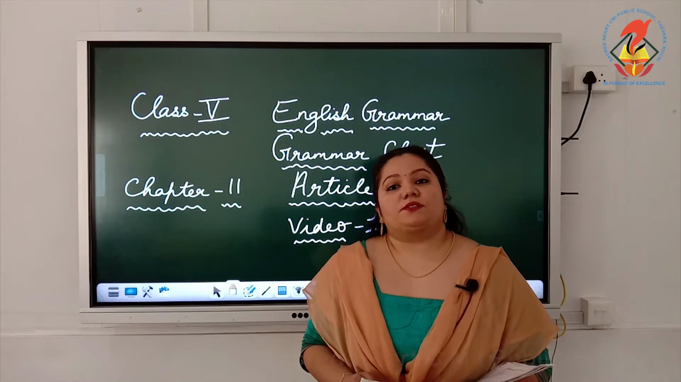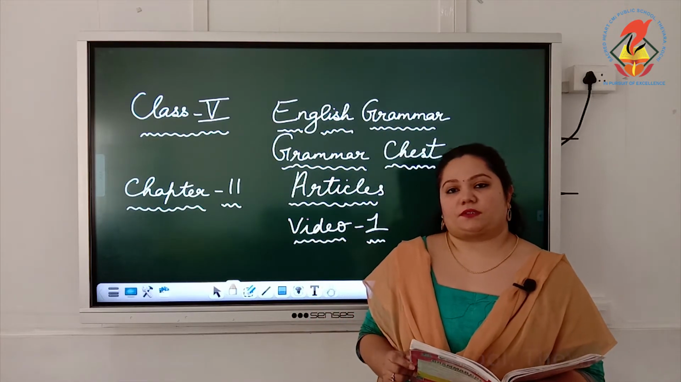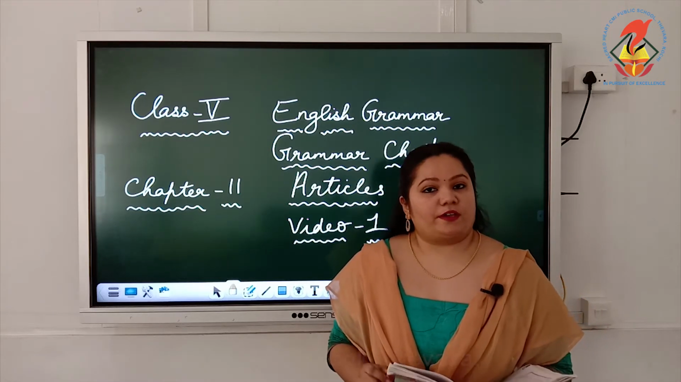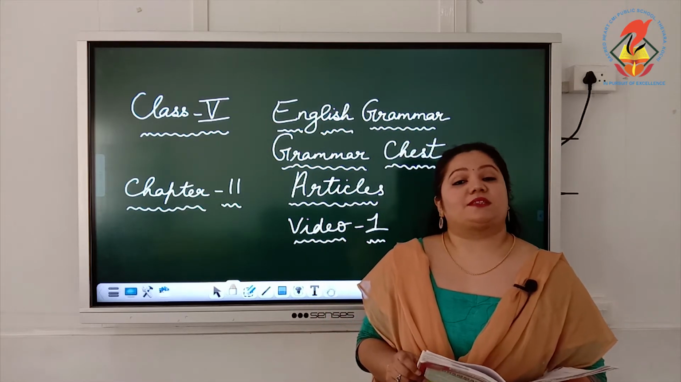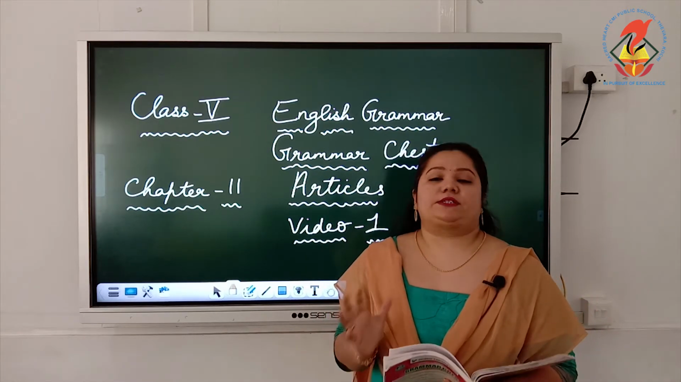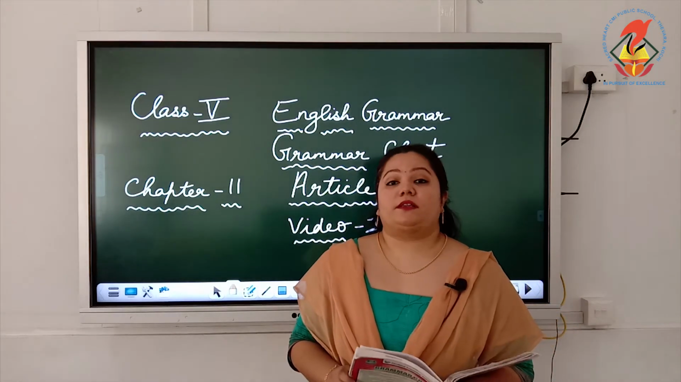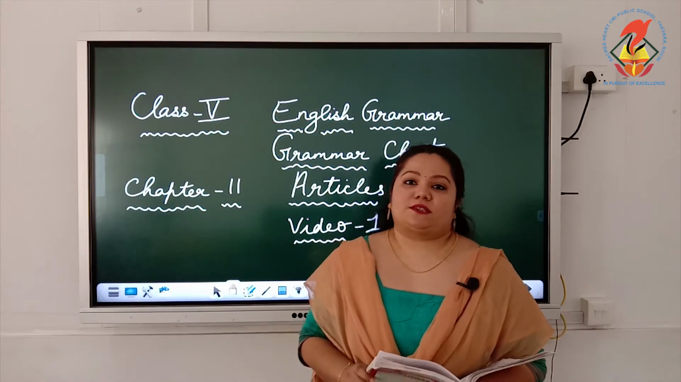Now we have learned articles in our smaller classes and we know what it is. So articles are actually modifiers that are placed before a noun. That means it gives you clarity about the noun in a particular sentence. It clears the noun in the particular sentence. Okay, now let us see what it is.